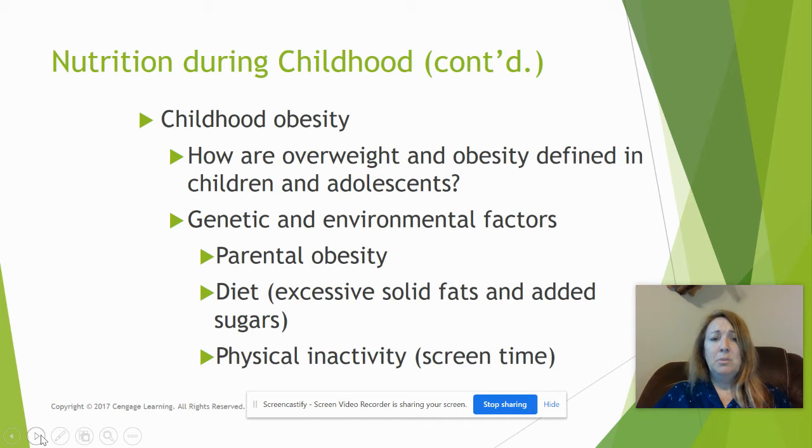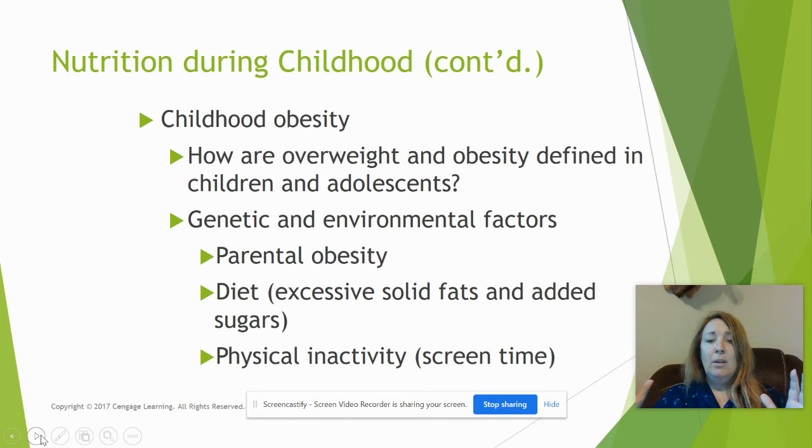The next category that we'll talk about within childhood is childhood obesity. How are overweight and obesity defined in children and adolescents? You're going to go back then to the growth charts. And we had been working with the growth charts for the infants. And now we're going to move into the growth charts where you see BMI ages 2 through 20 on the top of the growth chart.